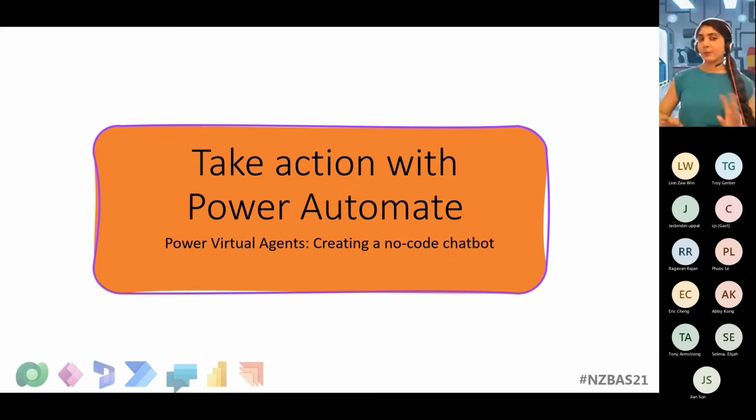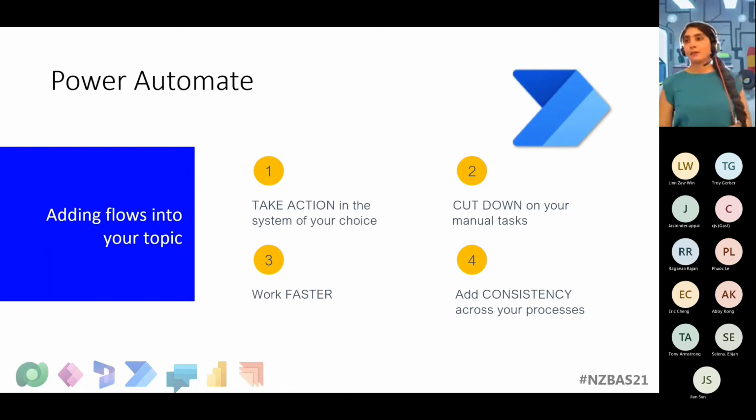So this is where it gets a bit more interesting, because I'll show you some stuff that we can do with Power Automate if we want to take action with our bot. If you're not familiar with Power Automate, basically this is one of the tools that we have on the Power Platform for working smarter and working more efficiently. We can connect to the different systems and applications that we use and automate these manual tasks that we have.